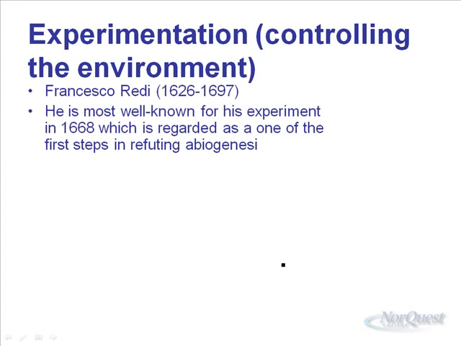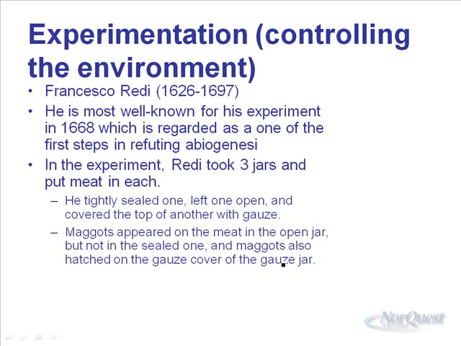So the big change in our ideas of what life is and how life is created came from experimentation. Starting with Francisco Redi in about the mid-1600s. He's most well known for his experiment in 1668, which is one of the first steps in refuting abiogenesis. In the experiment, Redi took 3 jars, and in each jar he put meat. He tightly sealed one, left one open, and covered the top of another jar with gauze.